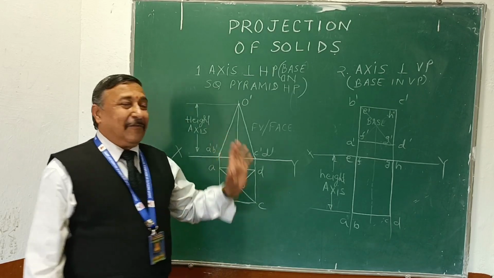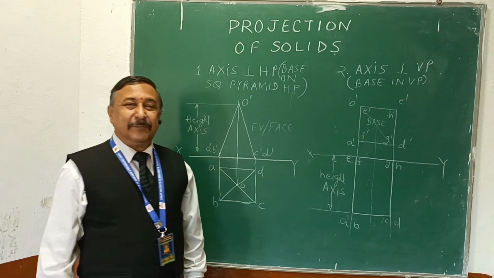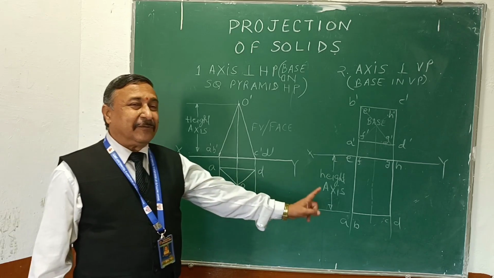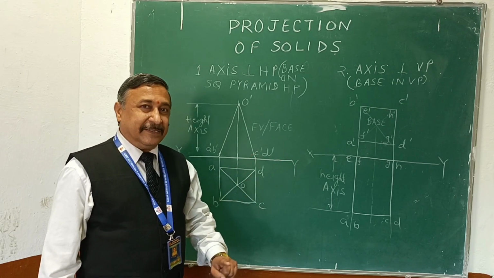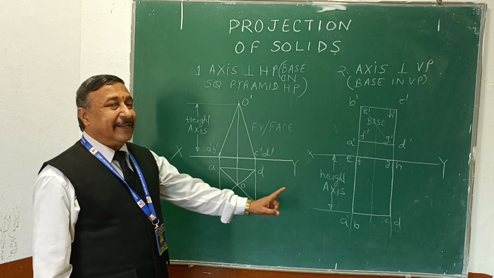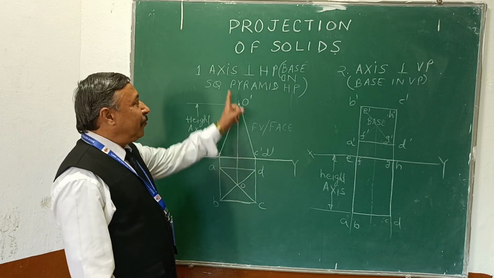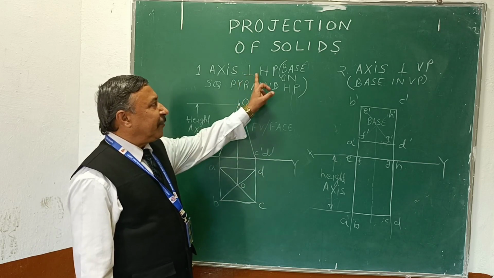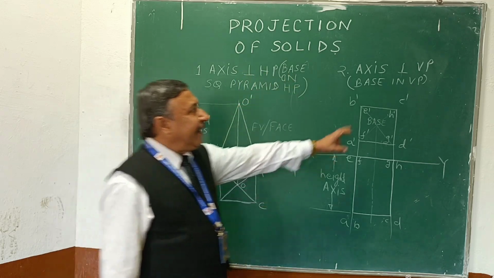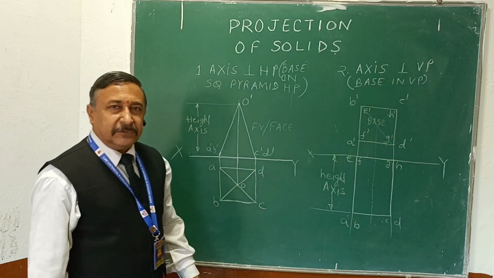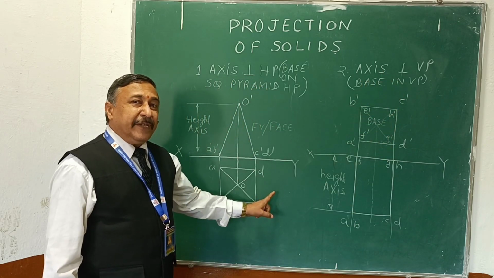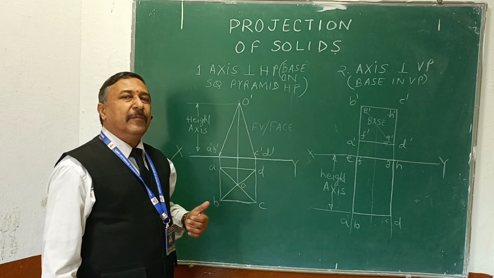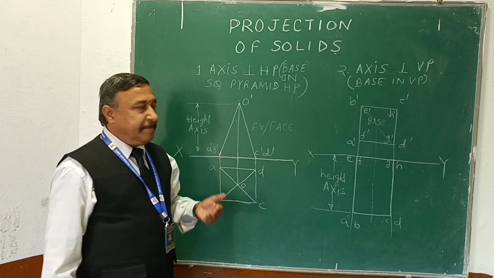In the third lecture of projection of solid. Now, this is the question. As you remember, last time we saw the two basic positions of projection of solid, that is, axis perpendicular to HP and axis perpendicular to VP. Okay. Today we see the third position, the next position of projection of solid.